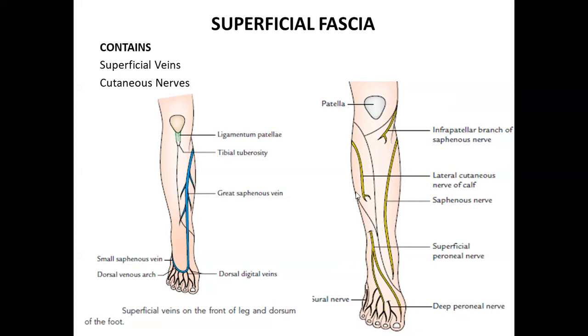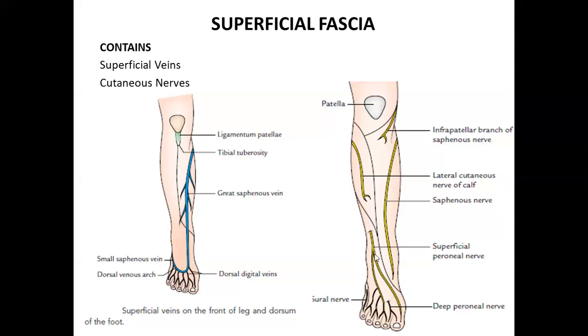Then we have the lateral cutaneous nerve of the calf. The lateral cutaneous nerve of the calf is a branch of the common peroneal nerve, and it supplies the upper 2/3 of the leg laterally. Okay. Then we have the superficial peroneal nerve, which is also a branch of the common peroneal nerve. It passes through the deep fascia at the junction of the upper 2/3 and the lower 1/3 of the lateral side of the leg, and then it divides into lateral and medial branches. It supplies the skin over the lower 1/3 of the leg.